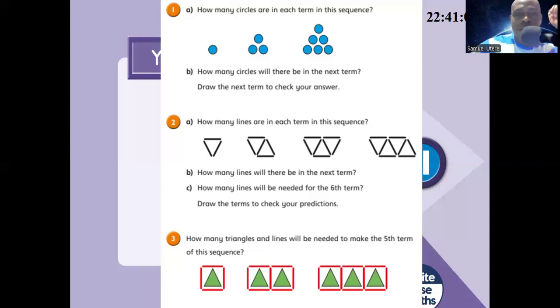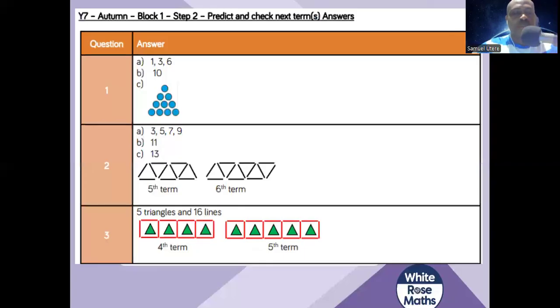Okay, I'll give you the answers to mark the others quickly. So don't worry if you didn't get everything right. Okay. Maths is progressive. You always learn from your mistakes. Okay, let's move on.